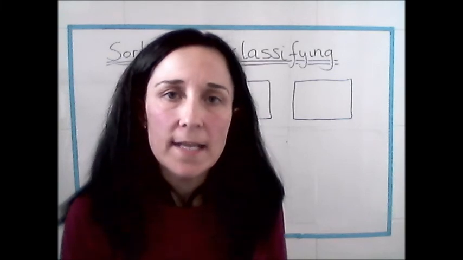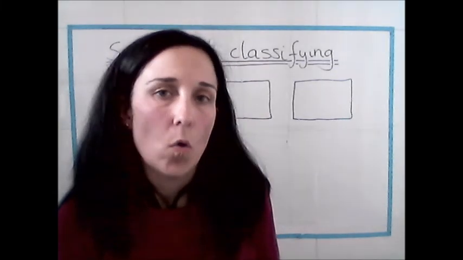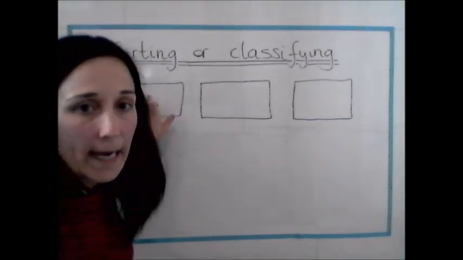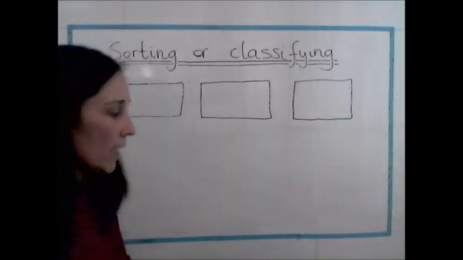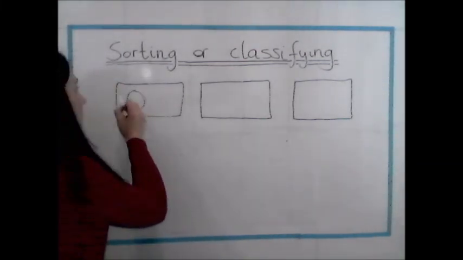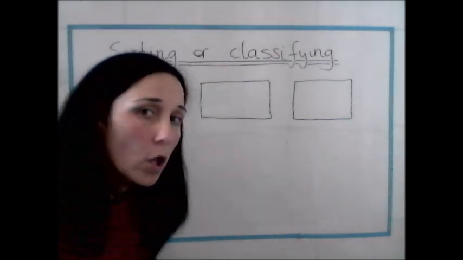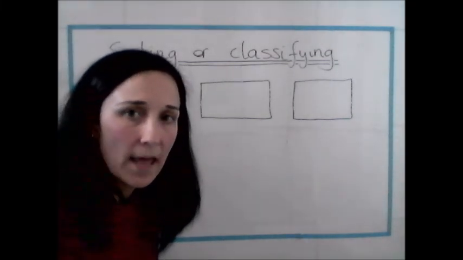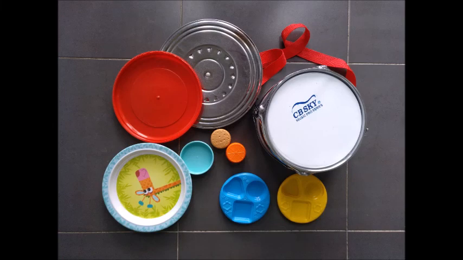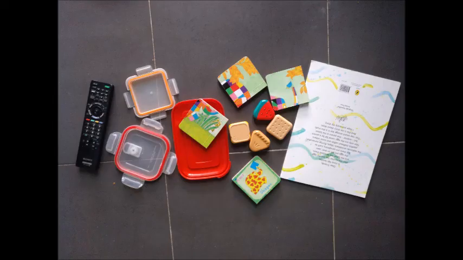Now we have the objects. We're going to create codes. The first code I am going to create is circles, okay? Circles. I am going to put all my circles together. So these are my circles. And these are my no circles.